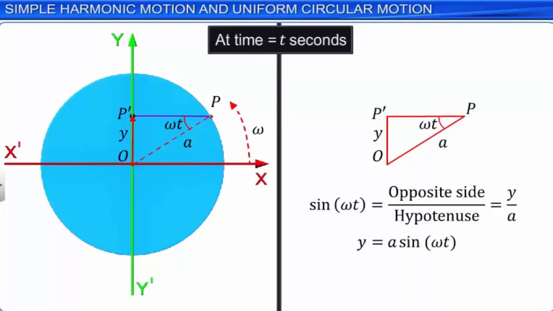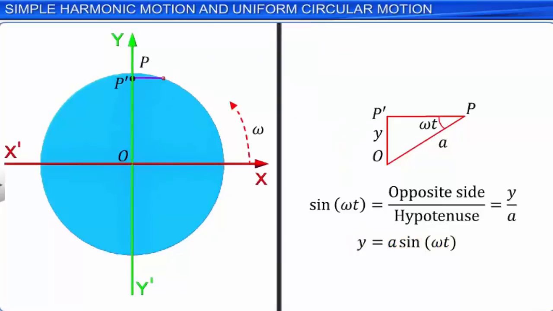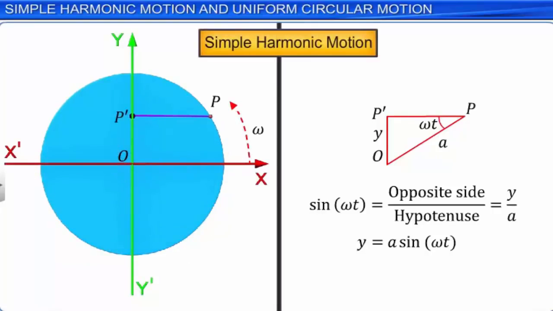The motion of the projection is oscillatory, and its displacement varies sinusoidally with time. Thus, the motion of P' is simple harmonic motion. If the reference particle P executes uniform circular motion, its projection executes simple harmonic motion along the diameter of the reference circle. Here, A is the amplitude of the point P' executing simple harmonic motion.